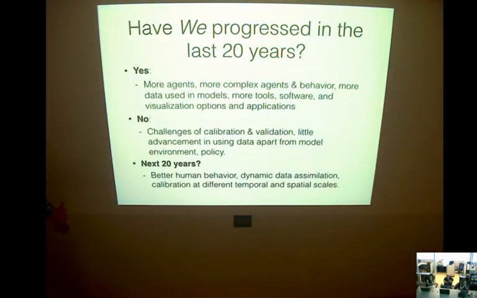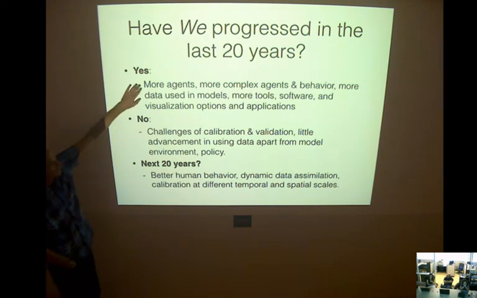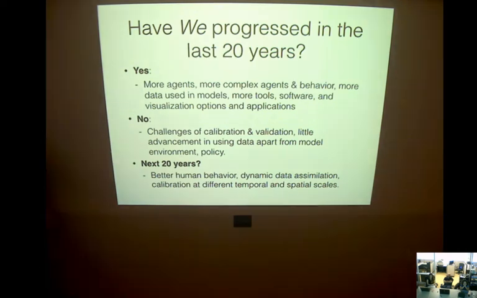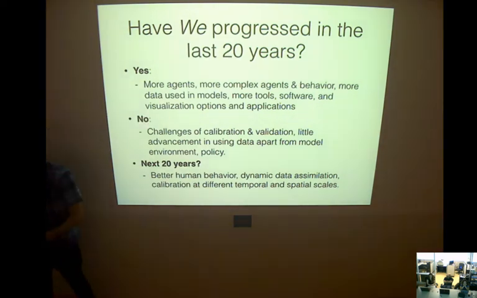And to finish, from a geographical point of view, what have we accomplished in the last 20 years? We have more agents, more complex behaviors. We have more data being used in models. We have nicer tools, software, visualization options, and lots of applications for these types of models.